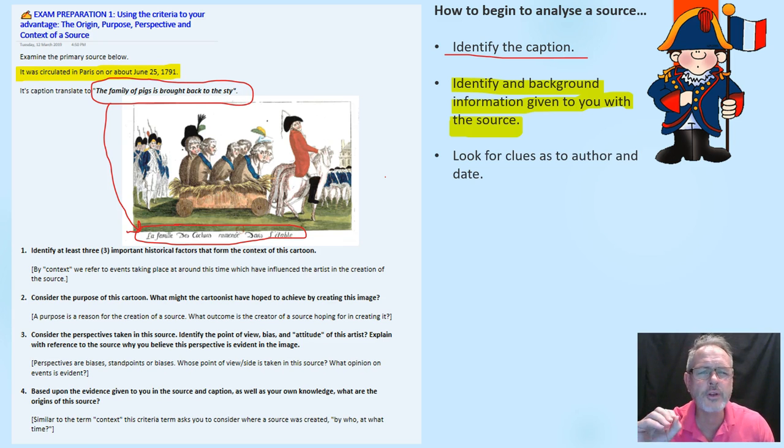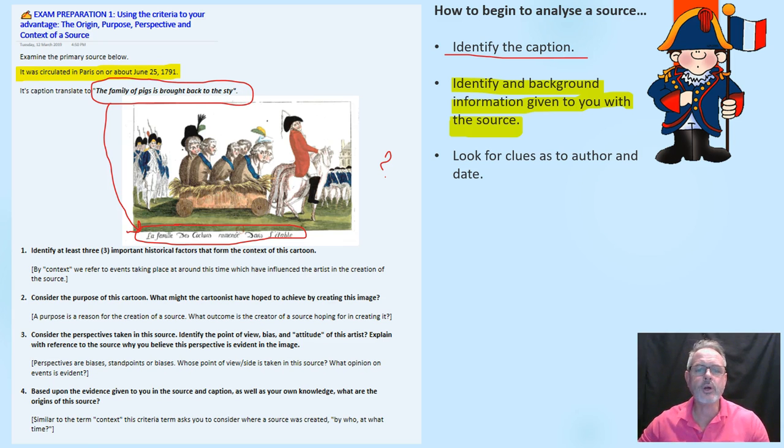Wherever possible, look for the nature of the author, who the author or creator of the source is. There's nothing on this source. We have very little at all, other than they were around in 1791 and they were publishing and writing in French. So it's fair to guess that they're French and they lived during the French Revolution. But that's all we've got. The clue comes from the language there.